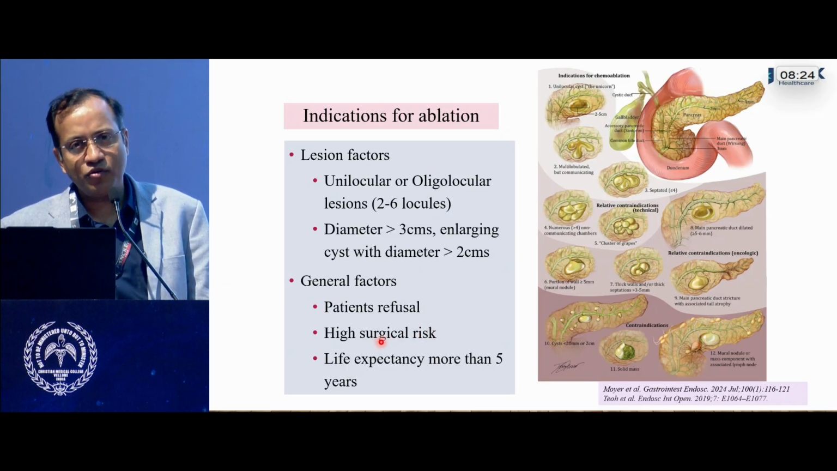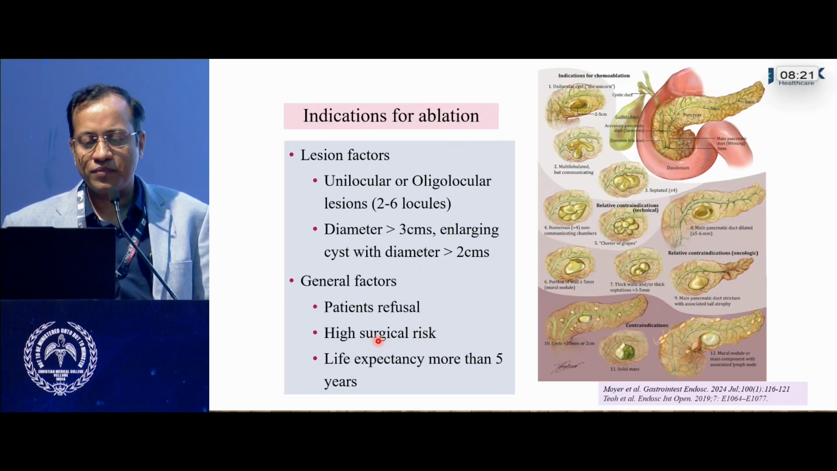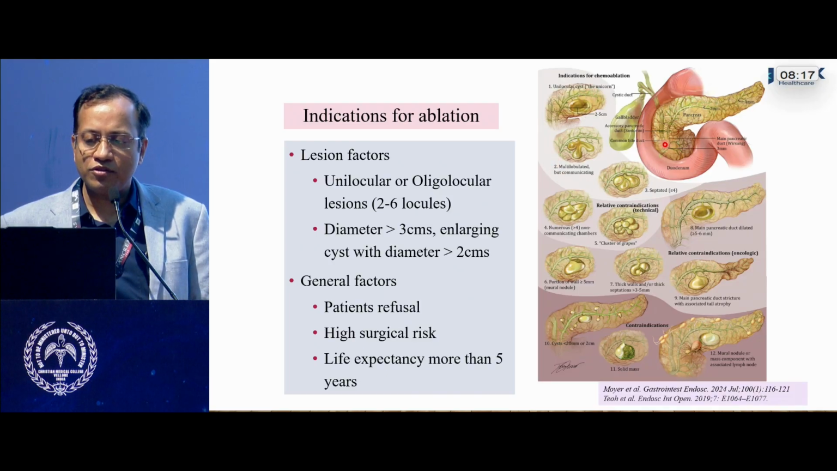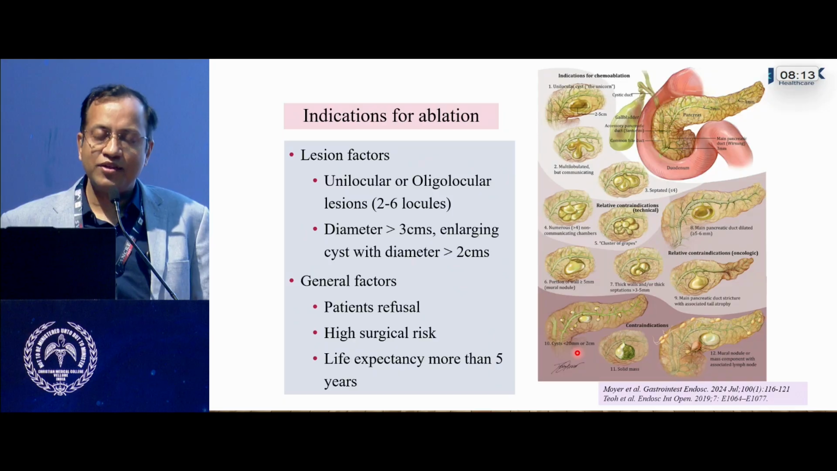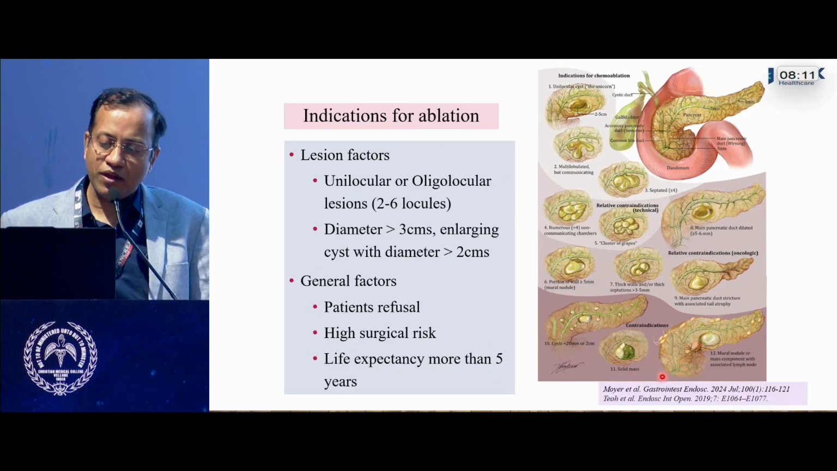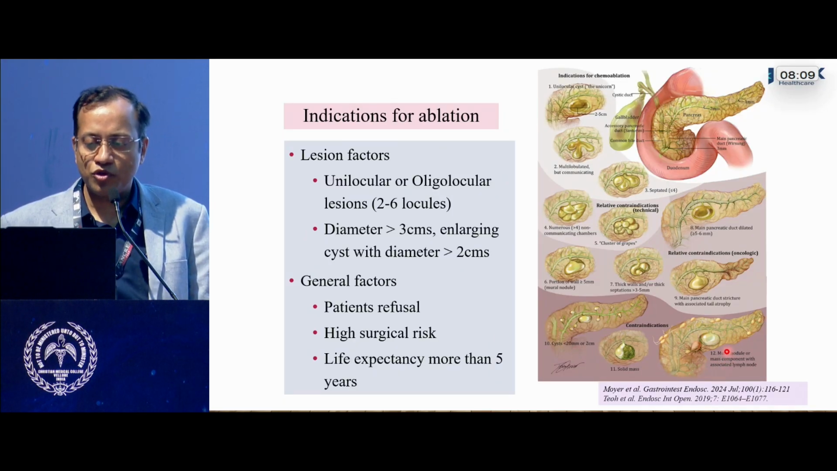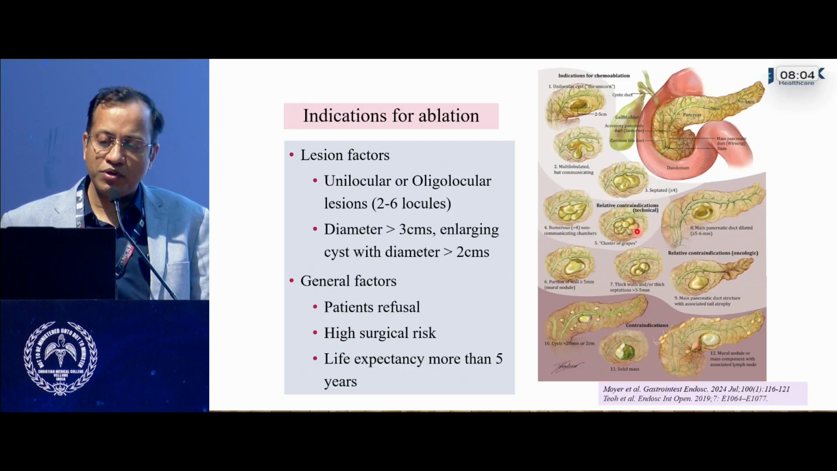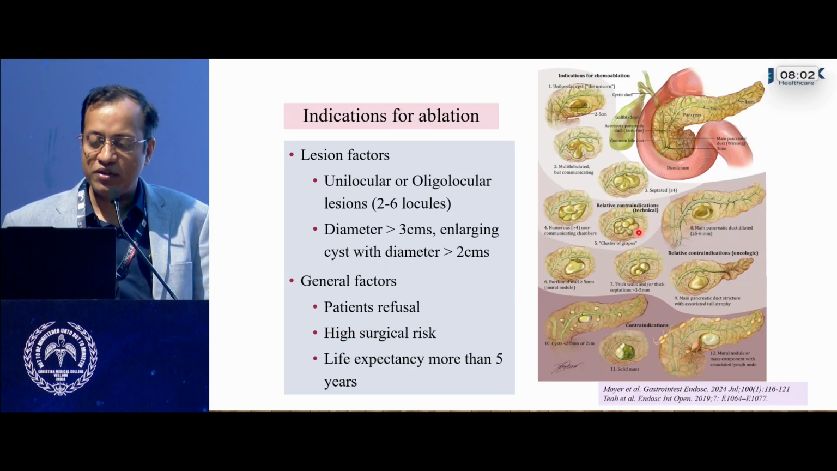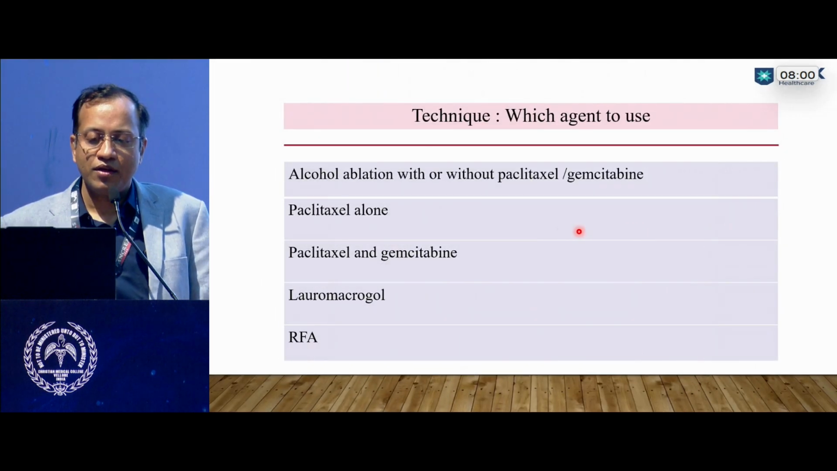If the patient refuses surgery, only then should EUS guided ablation be offered. A patient who has a unilocular or oligolocular cyst can be offered EUS guided ablation. A patient with a cyst size less than 2 cm should be avoided, and a patient with a large mass should also be avoided. Similarly, a patient with a bunch of grapes appearance should be avoided, as there are multiple loculi which cannot be targeted with EUS guided ablation.